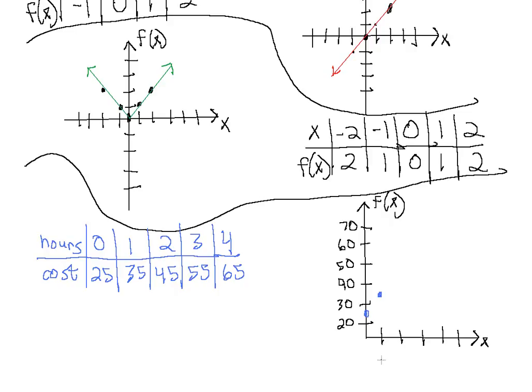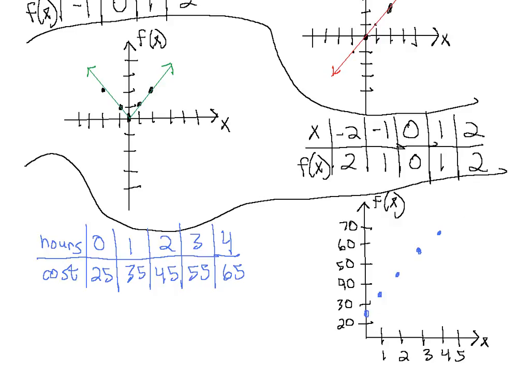And we need to label our x values as well. Okay, so after 2 hours, we're at 45. At x equals 3, our function is at 55. And at x equals 4, our function is at 65. So somewhere right about there. Okay, so we generally have an increasing linear equation here.